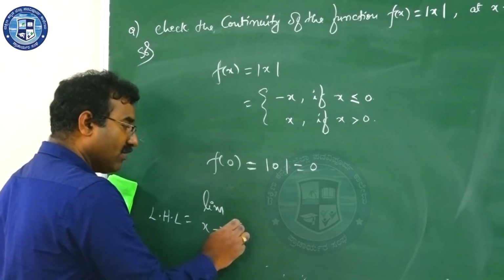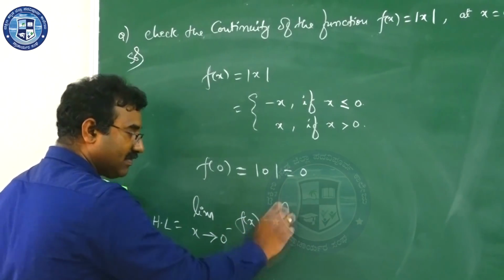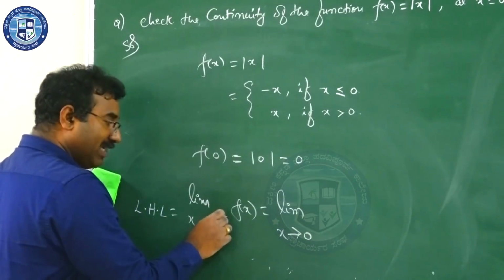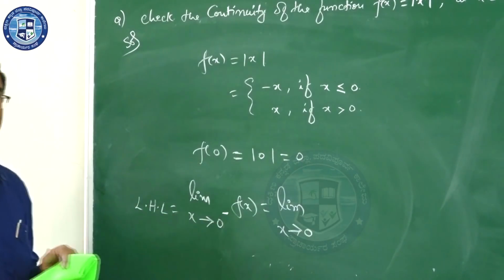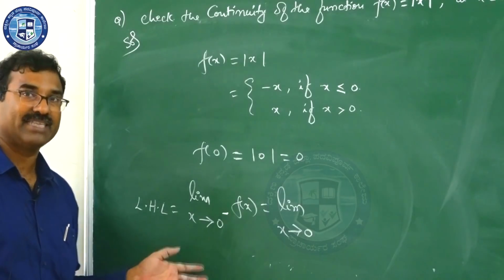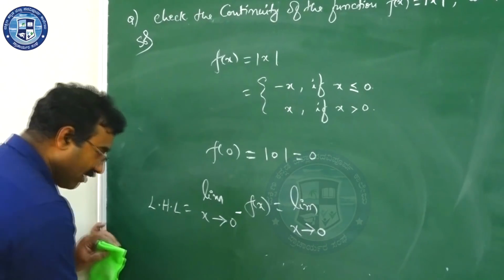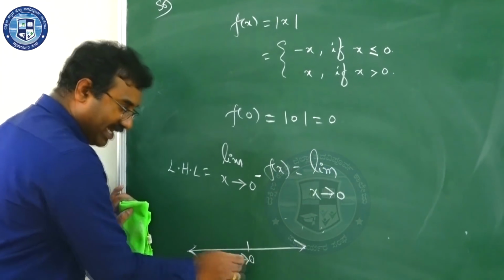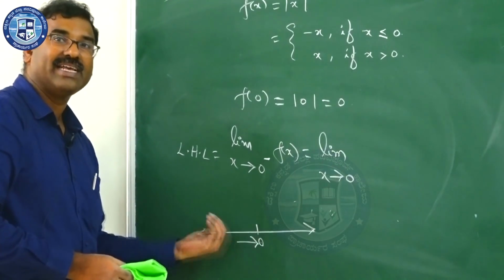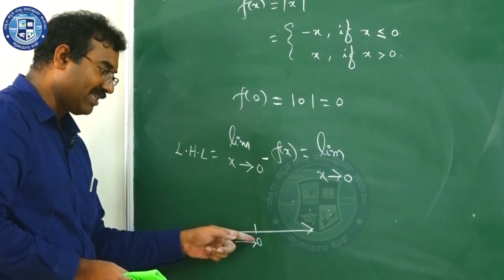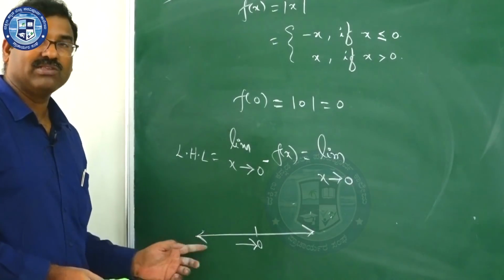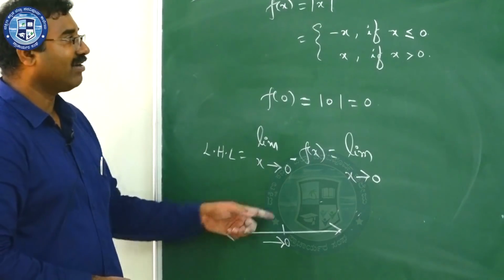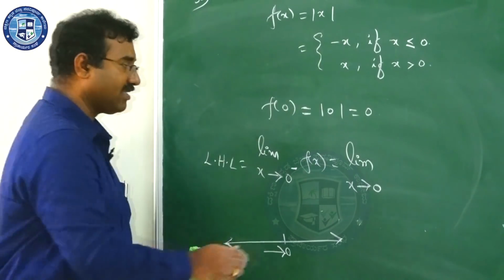So, limit x extends to 0 minus of f(x). Limit x extends to 0 minus, the meaning is what? You are approaching 0 from the left hand side. That means you are coming close to 0 from the left hand side. The meaning is the x value will be less than 0. When x is coming close to 0 from the left hand side, x is less than 0. When x is less than 0, what is the function? Minus x.